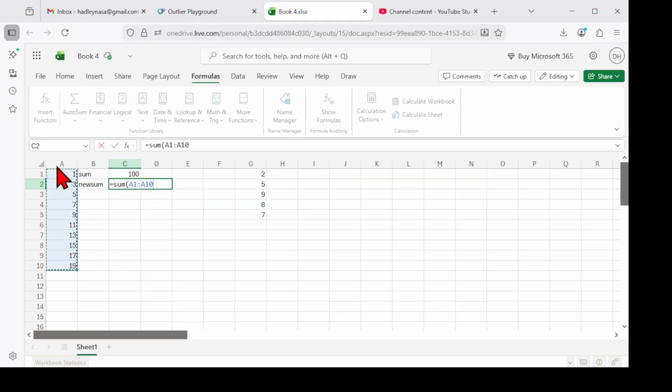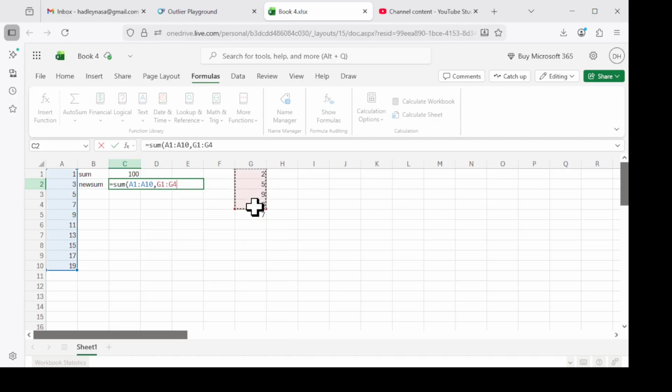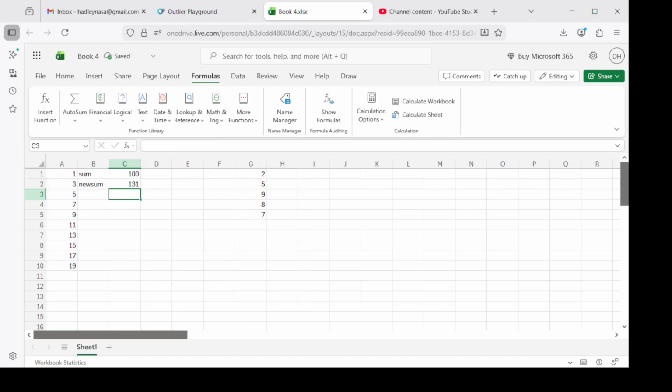I highlight my stuff as normal, and then I click comma and select my other cells. Okay. So I can use the colon, that is a continuous array, but if I use a comma, I can have separate arrays or just separate entries. I could do G1, comma, G2, etc., etc. And of course, if I do this, I get 131.